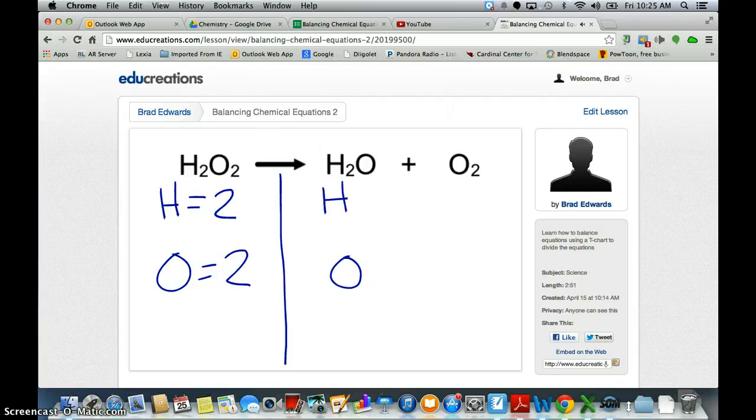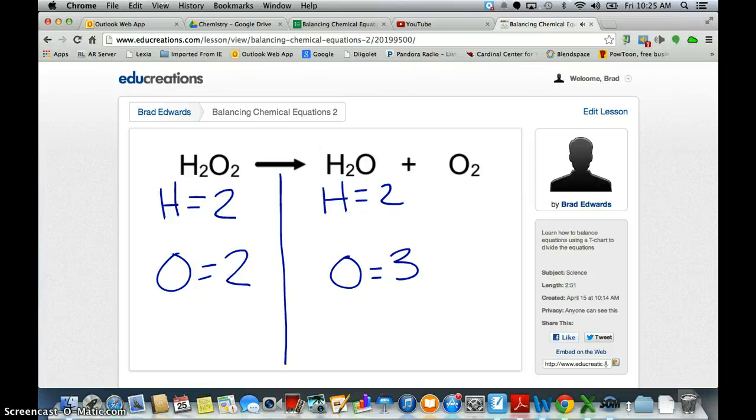If we go over to the product side, we're going to count. We have 2 hydrogens, and then if we count, we have 2 plus 1, we have 3 oxygens. Now remember, we talked about the law of conservation of mass. Now we need to balance this chemical equation.